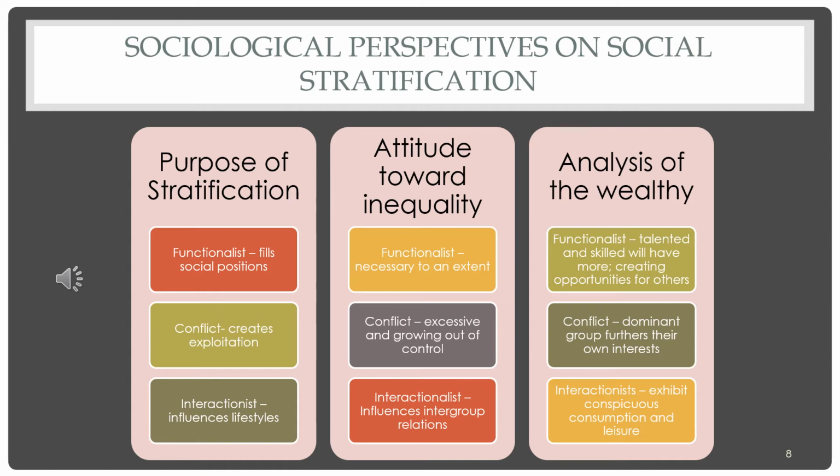This chart is breaking down the 3 sociological perspectives and their view on social stratification. I'm not going to discuss this, but you can look at it. It breaks it down as far as the functionalist perspective on social stratification, the conflict theorist, and then the interactionist. It looks at their views on the purpose of stratification, why inequality exists or why inequality is needed, and then the analysis of the wealthy and how inequality affects each individual or group. So know this chart so that you know what the 3 perspectives view on social stratification is.